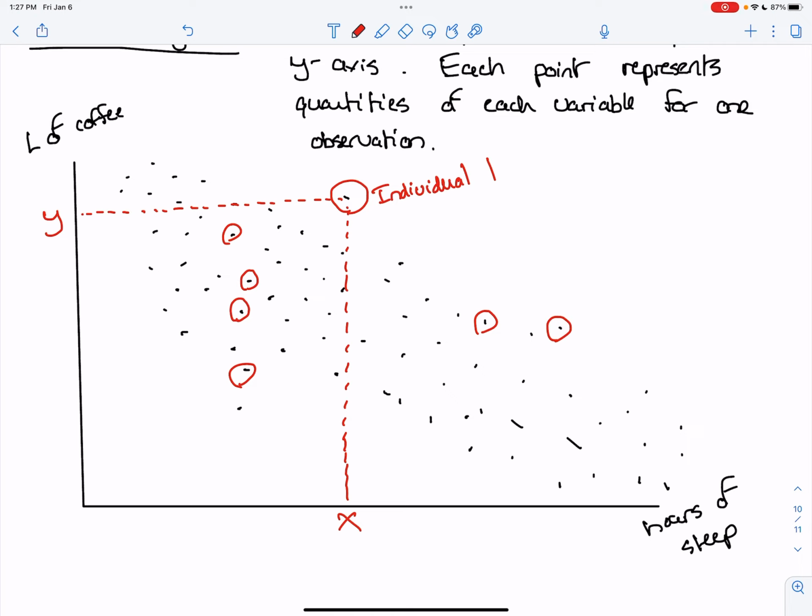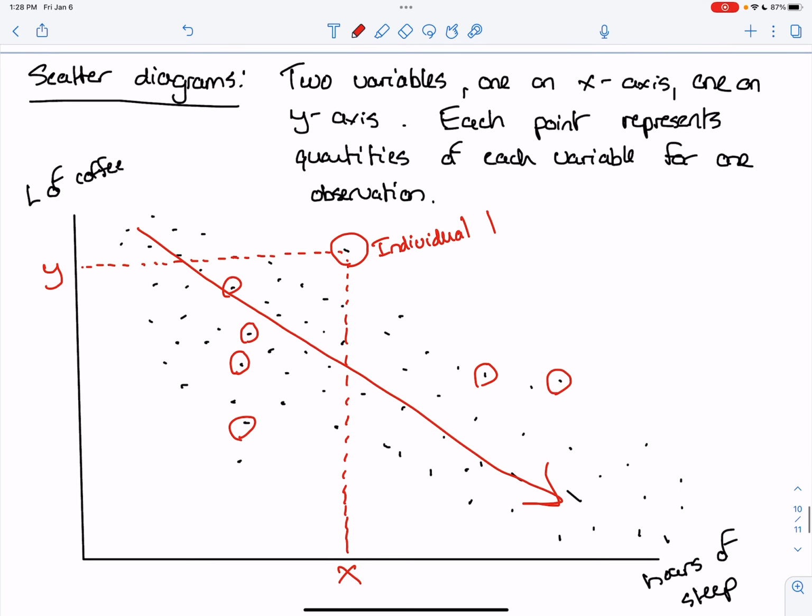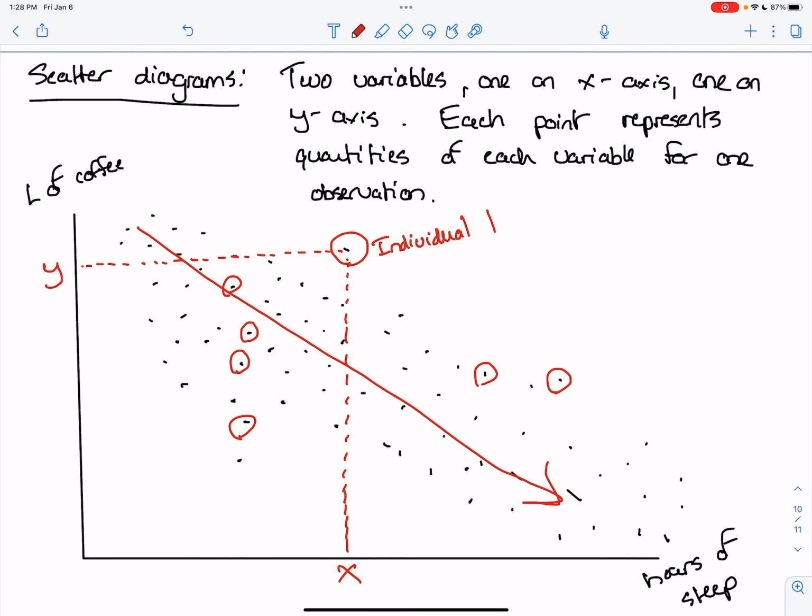And as you can see, there's a general downward trend line here, basically indicating that as the person gets more sleep, they also drink less coffee, or another way of saying that would be as they drink more coffee, they get less sleep. As we mentioned in a previous video, we don't know which way the causality goes, but that's not the point here. The point here is just to show you that this is a way of representing economic data. So those are scatter diagrams.